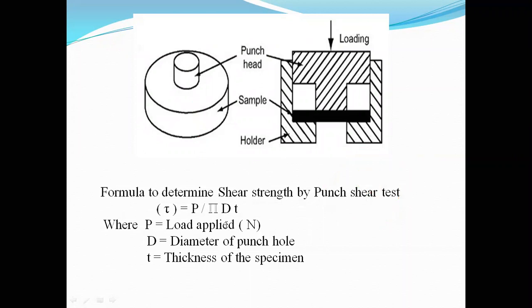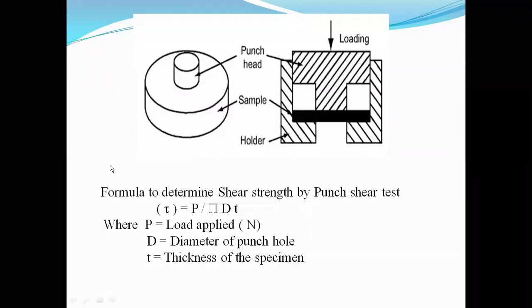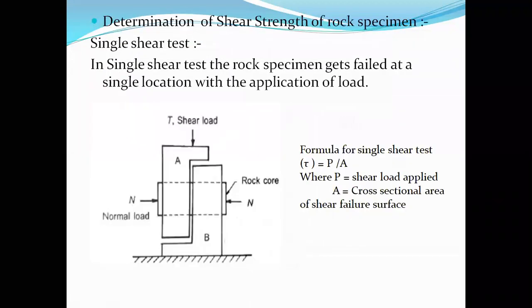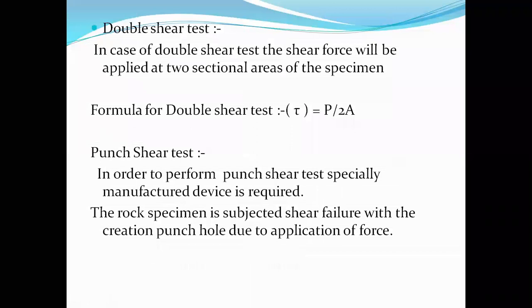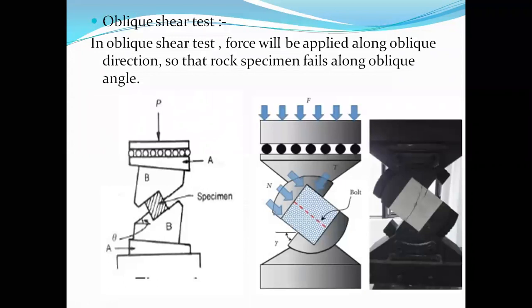Let me clear all drawings. So far we have covered the single shear test, double shear test, and punch shear test. Next one is the oblique shear test. In this, a specially manufactured device is used, in which the shear force is applied along an oblique plane or an oblique direction.